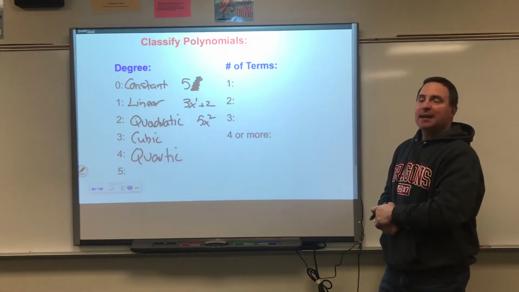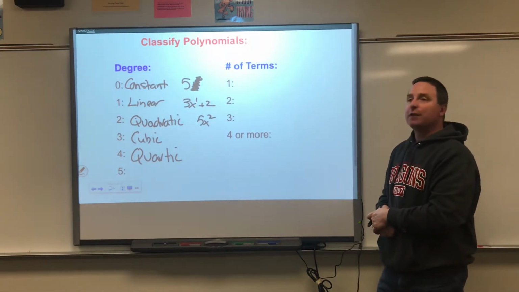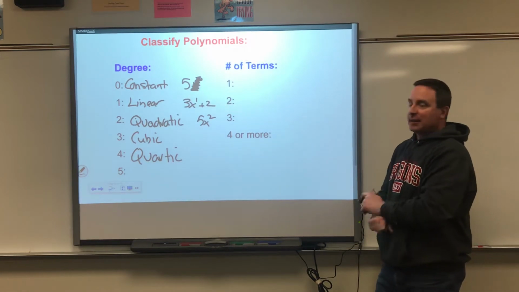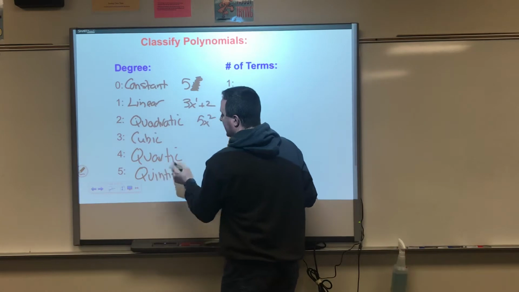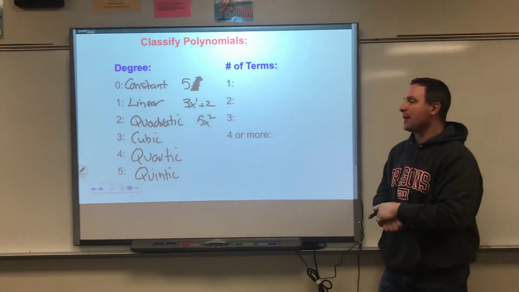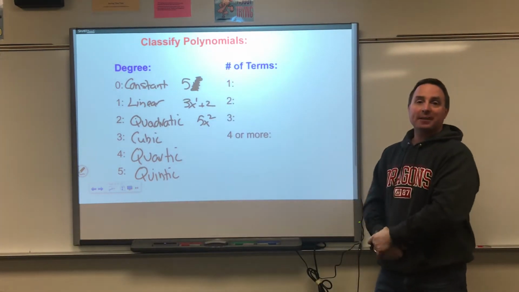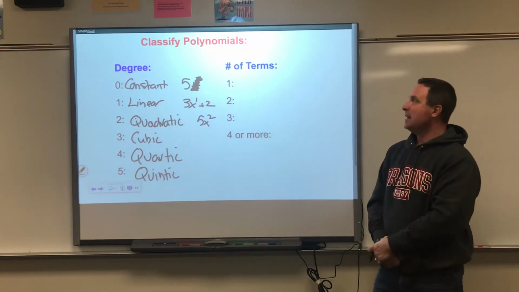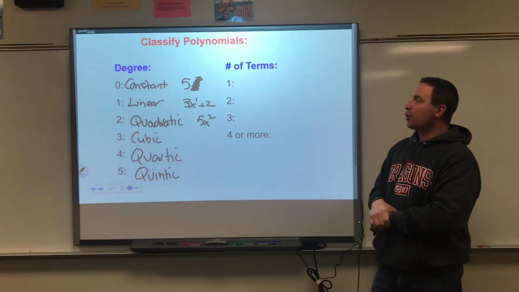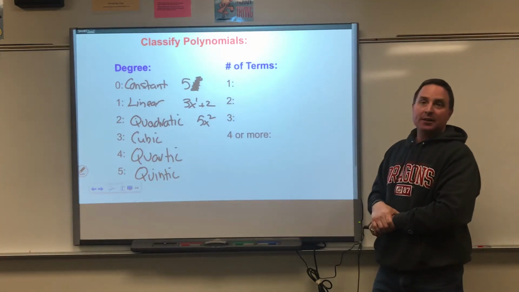And if something has a degree of 5, if it's raised to the 5th power, it has a special name. It's called quintic. Again, it's not very common, but the way that I remember that is if a lady has 5 kids at the same time, they're called quintuplets. So quintic is 5.